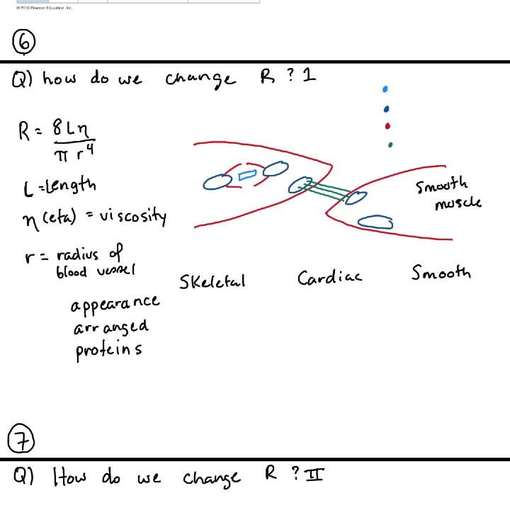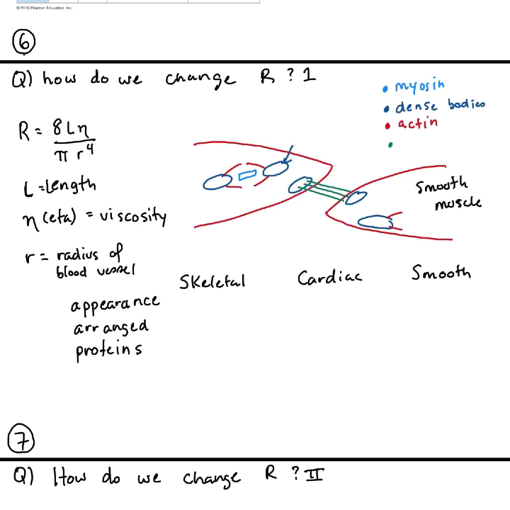So what you will find is that you will have these structures called dense bodies, which are the dark blue here. So those are dense bodies. They act as anchorage or attachment points for your thin filaments. So in this red, those are your actin filaments. So you still have actin, and as well, you also then have your myosin.